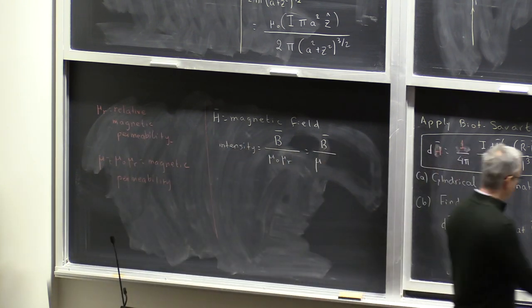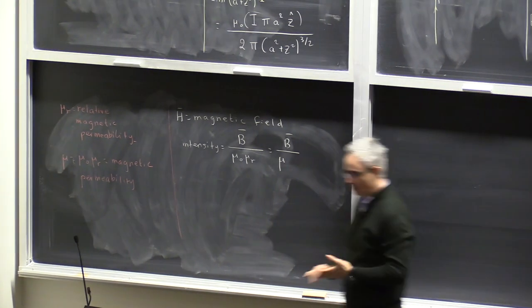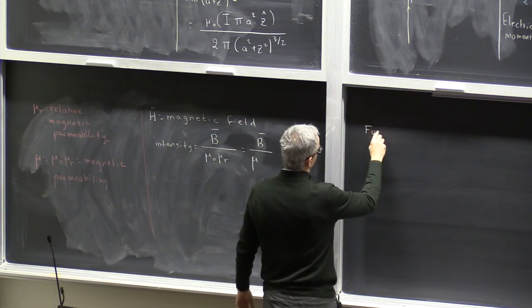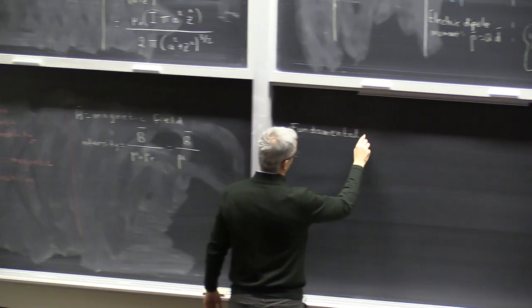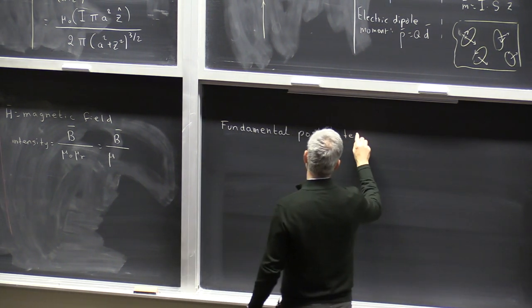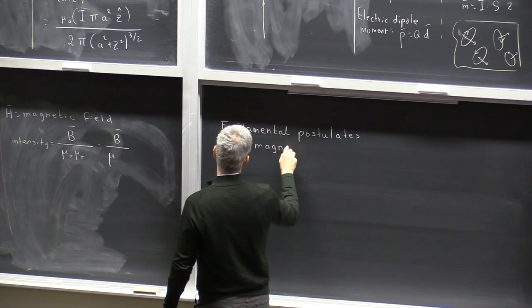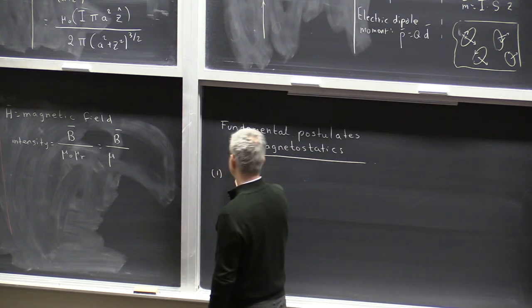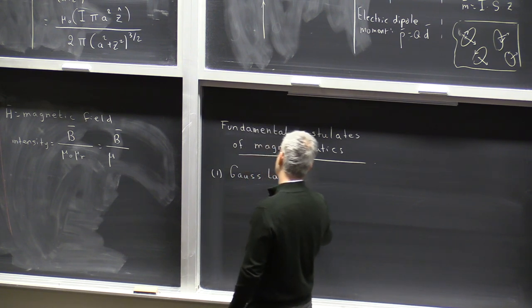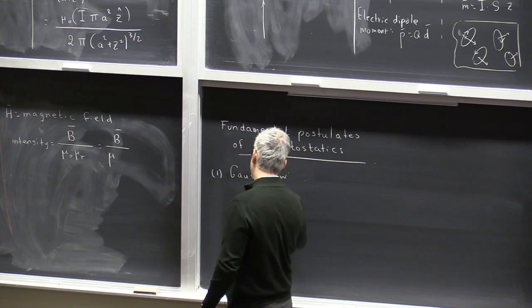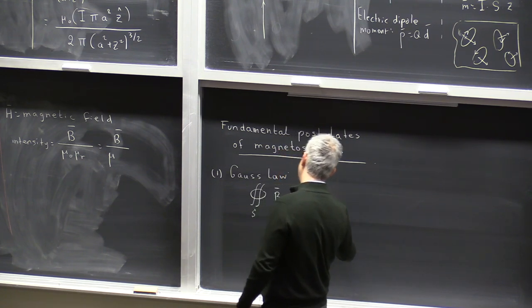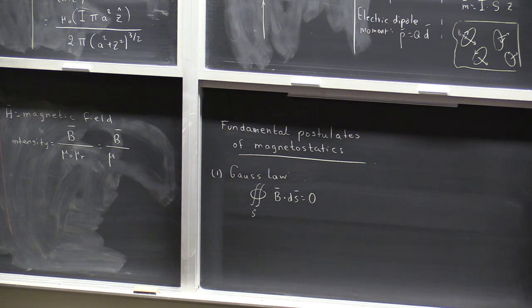So for those two fundamental fields in magnetostatics, there are two fundamental postulates. The first one we have already talked about, so the first one is Gauss's law, which now says that if you take any closed surface and find the magnetic flux through it, that will be zero. No matter which surface you choose, the magnetic flux through that closed surface will always be zero.